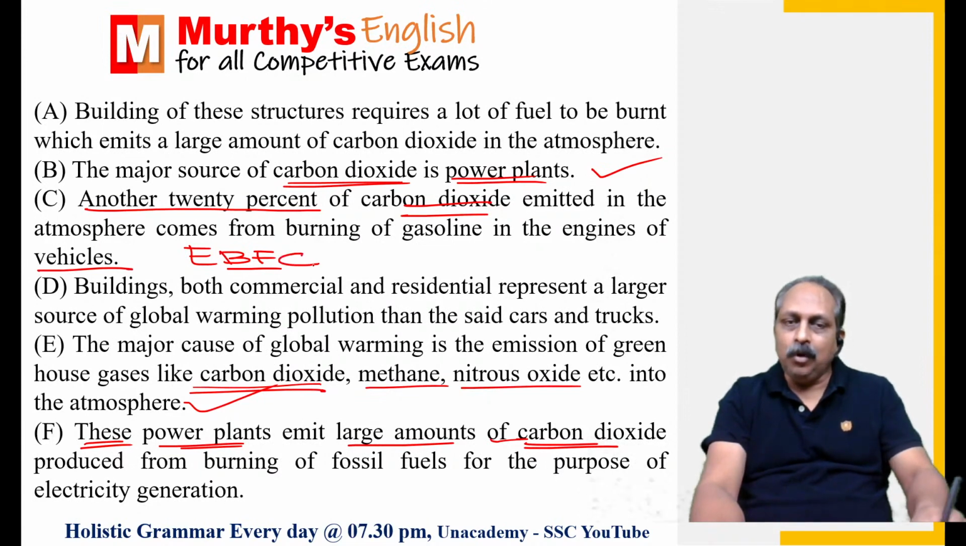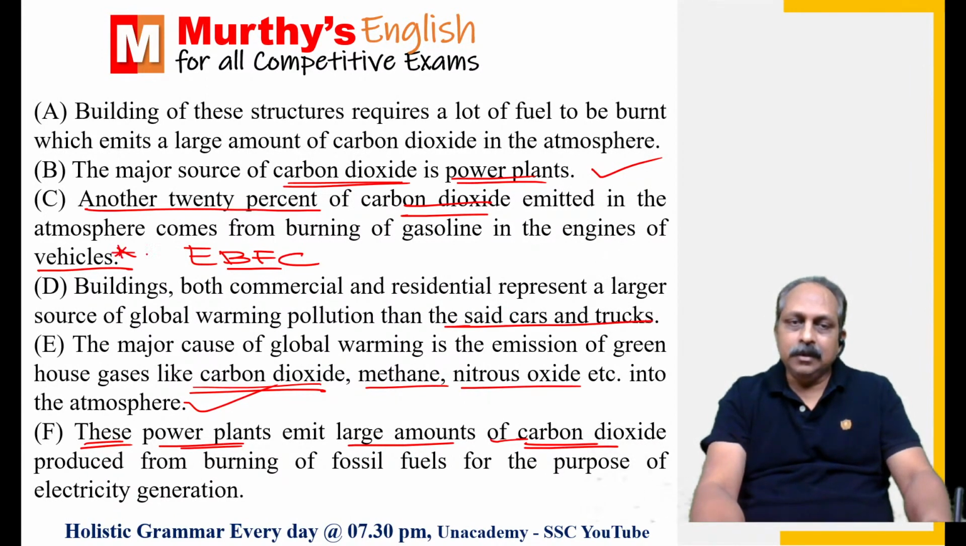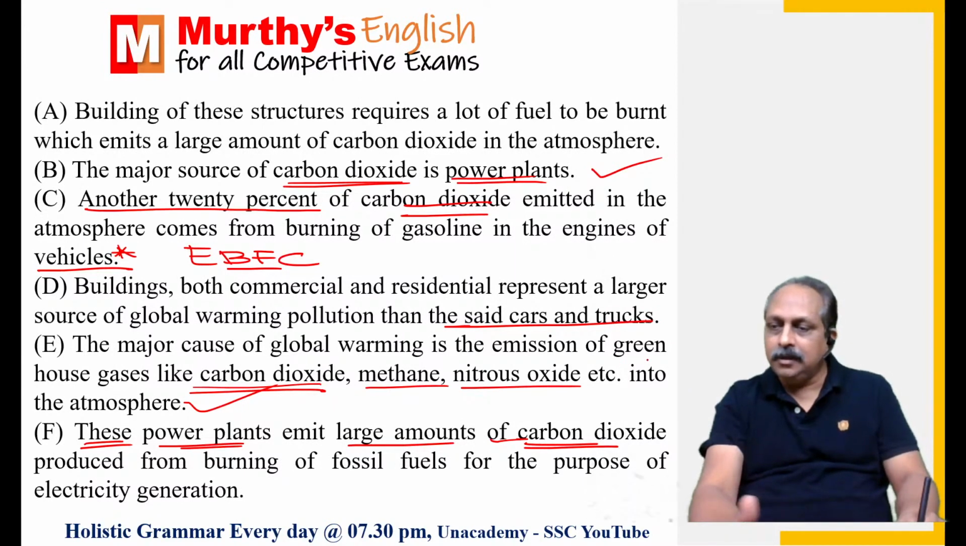So, what is the fourth one? C is the fourth one. E, B, F, C. That's right. And after that, it becomes easy. Here, buildings, both commercial and residential, represent a larger source of global warming pollution than the said cars and trucks. Here, vehicles, continuation, cars and trucks.